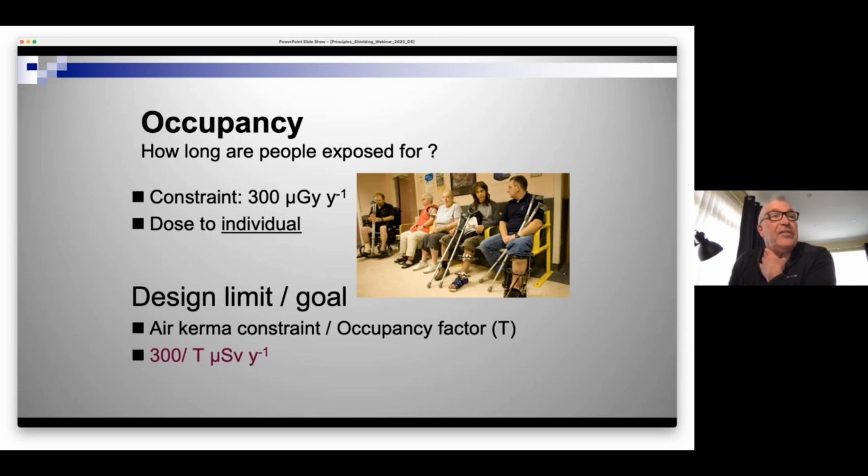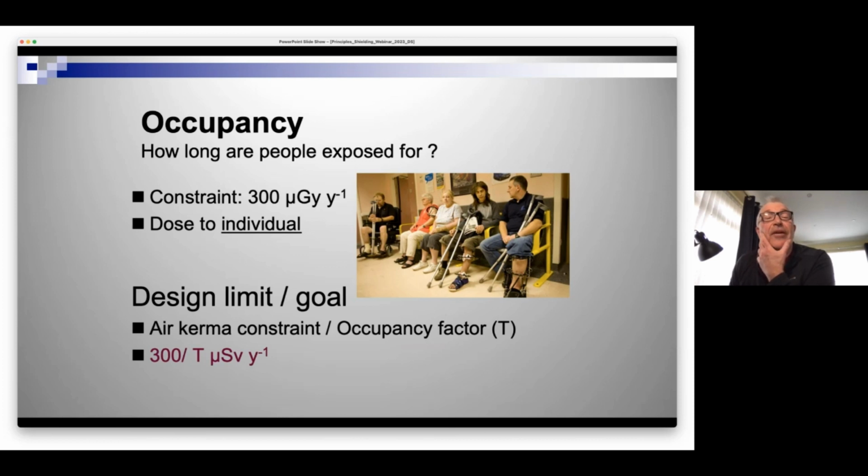But if we're going to use constraints, we actually have to think what we're talking about. And the constraint of 300 microgray per year is a dose to an individual. So that's who the dose limit applies to. It applies to an individual, not to an area. So our design limit has to take into account the fact that people are not going to be in an area for 100% of the time. So we need to weight the dose constraint by an occupancy factor and divide 300 microgray by T, which is our occupancy factor.